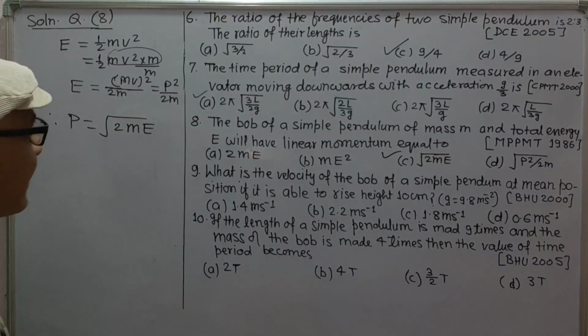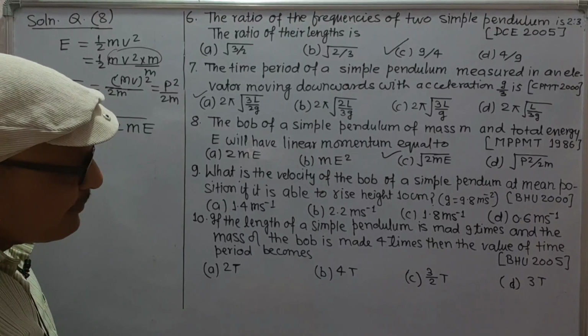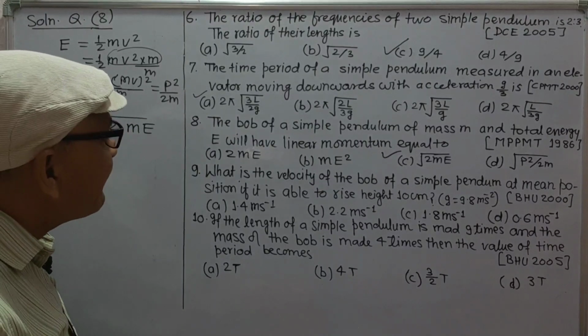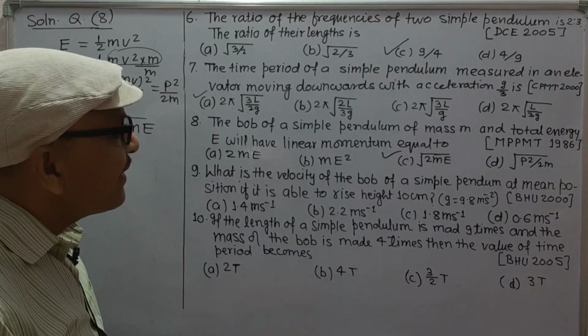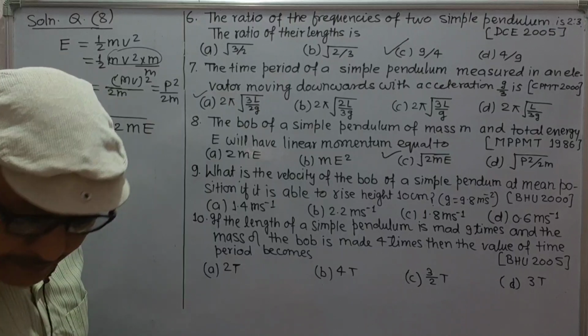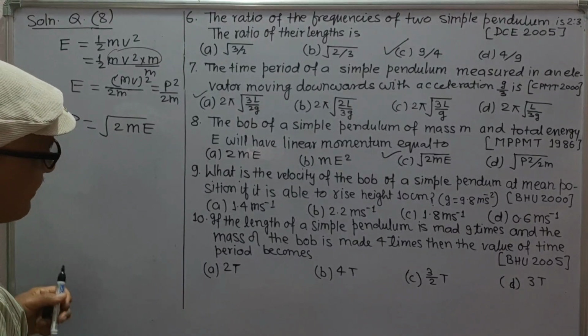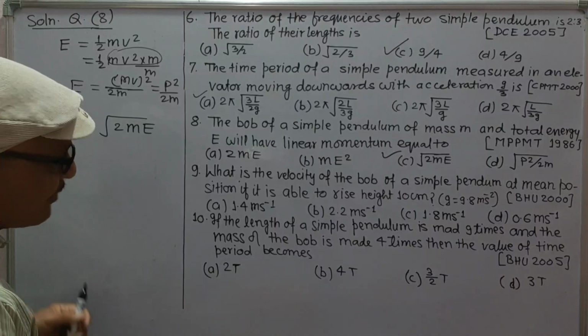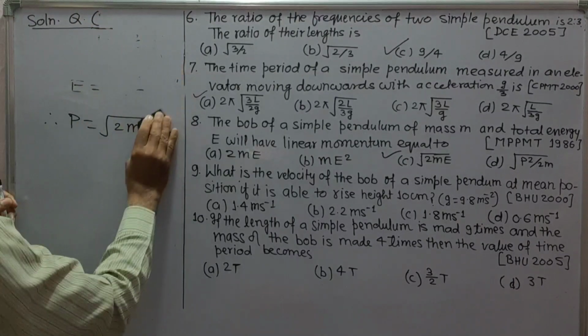Next question number 9. The question is, what is the velocity of the bob of a simple pendulum at mean position if it is able to rise height 10 centimeter? G is given to be 9.8 meter per second square. So solution to question 9.